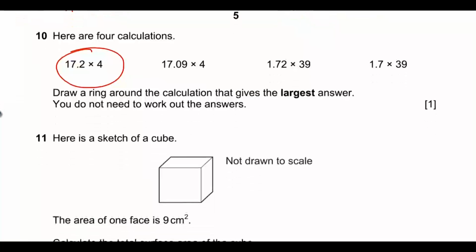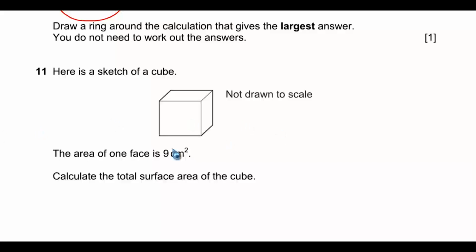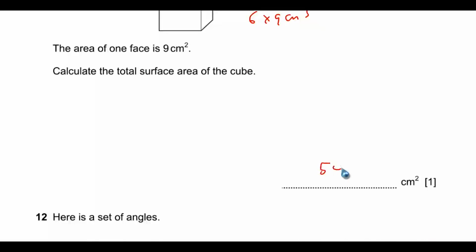That's question 11. Here is a sketch of a cube, not drawn to scale. The area of one face is 9 centimeters squared. Calculate the total surface area of the cube. Since all the faces are equal, and the area of a face is 9 centimeters squared, the total surface area will be 6 times 9 centimeters squared, and that will be 54 centimeters squared.